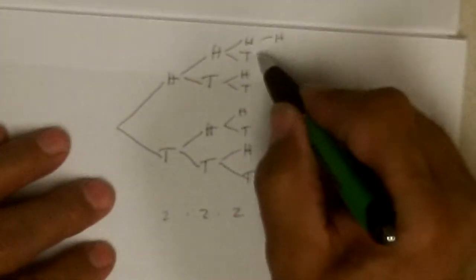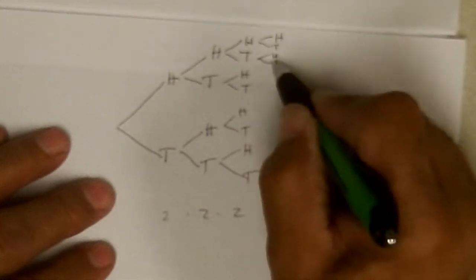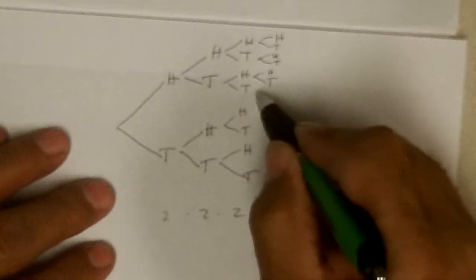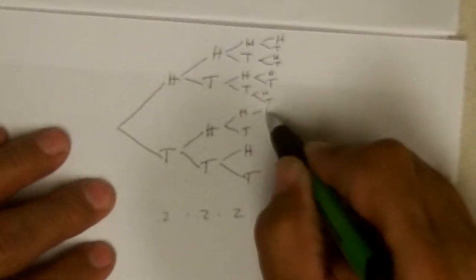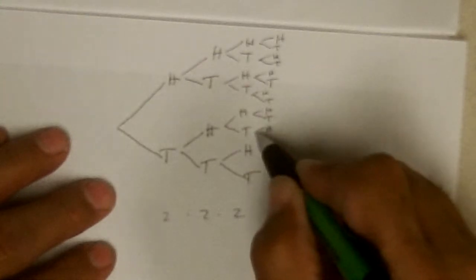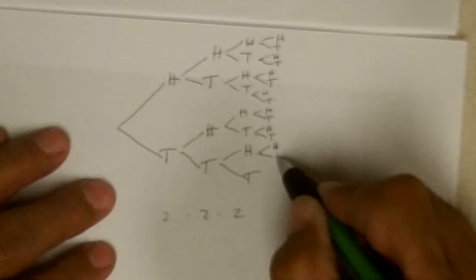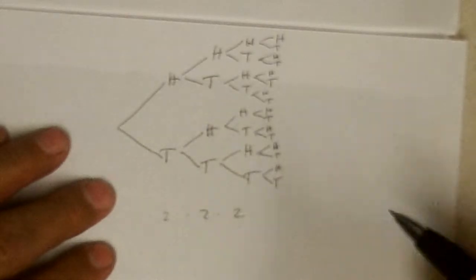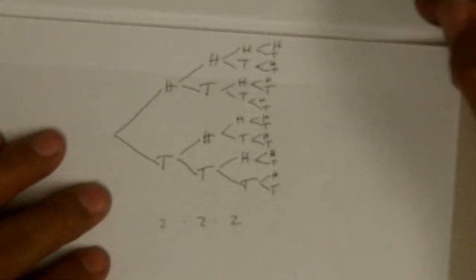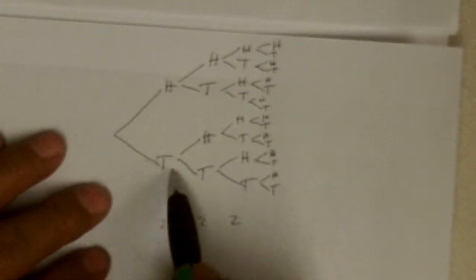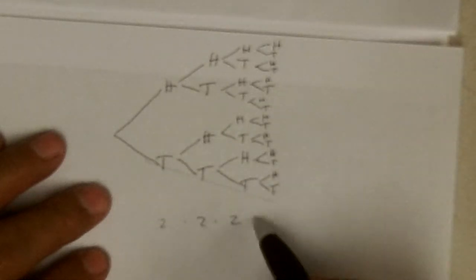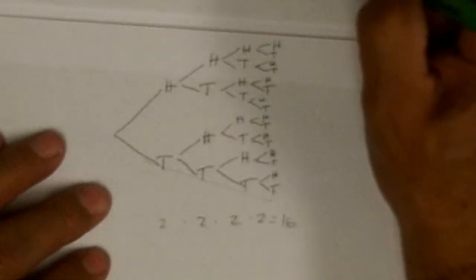That's 3 tosses. 2 times 2 times 2 is 8 outcomes. And then I could toss it one more time, head or tail, giving 16 outcomes. What's the probability of getting no heads? Well, it would be this branch, which is 1 out of the 16. So the probability of no heads is 1 out of 16.